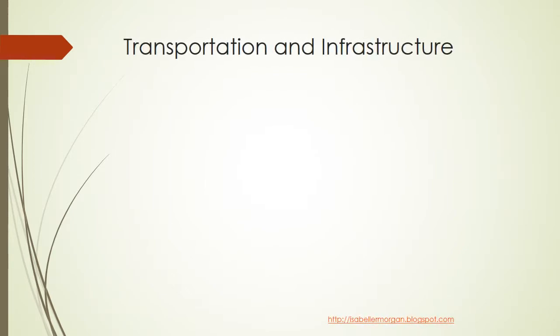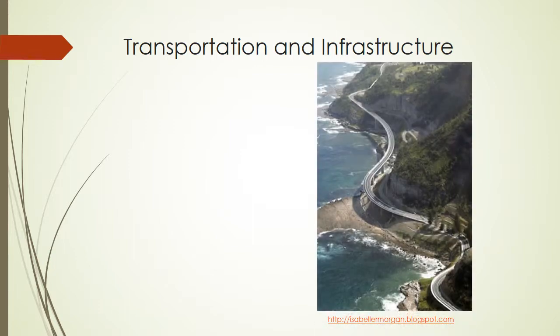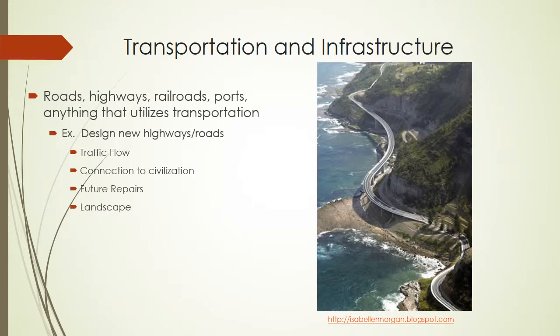Transportation and infrastructure. Any civil engineer that works in transportation and infrastructure needs to take into account the traffic flow. The traffic flow includes the number of cars that will travel on this highway daily, how many lanes the highway should have, and how to maximize safety while also making the highway efficient.